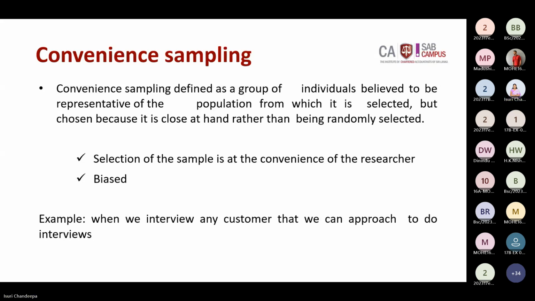What do you mean by convenience? Convenient sampling is defined as a group of individuals believed to be representative of the population from which it is selected, but chosen because it is close at hand rather than being randomly selected. Totally biased.